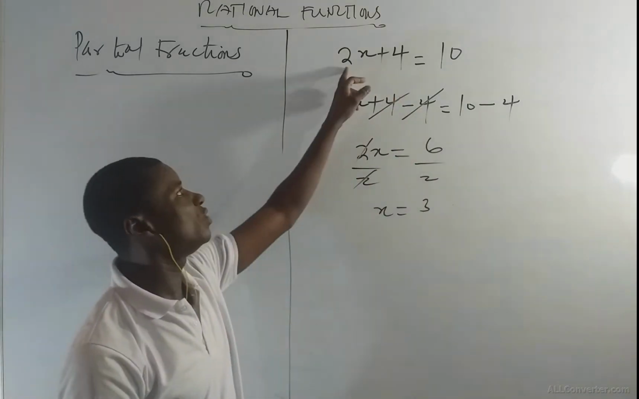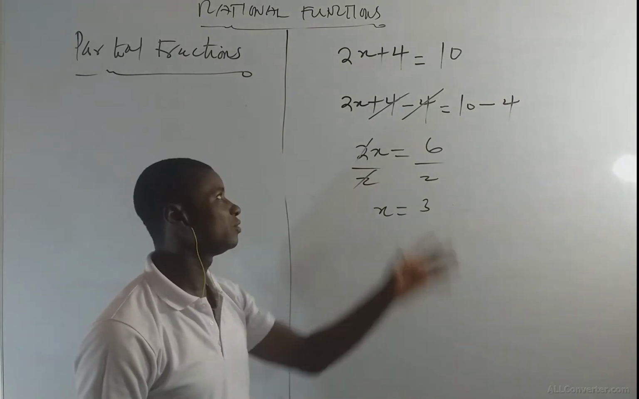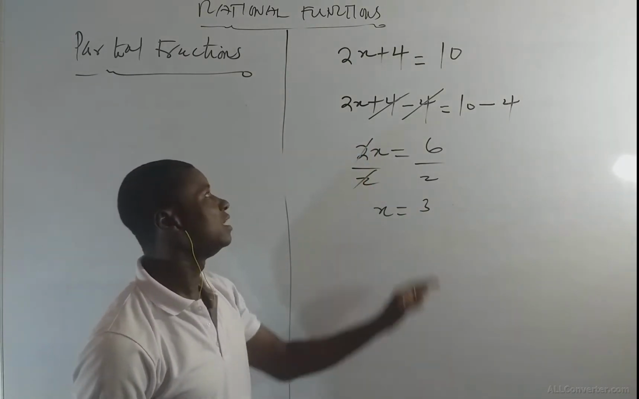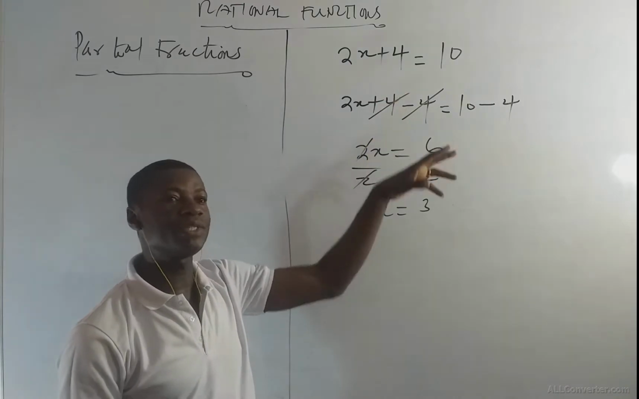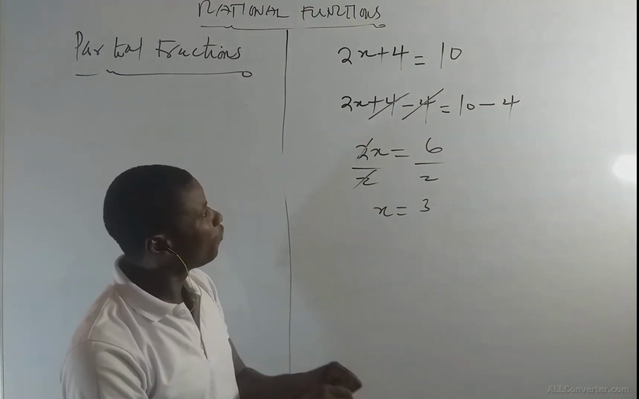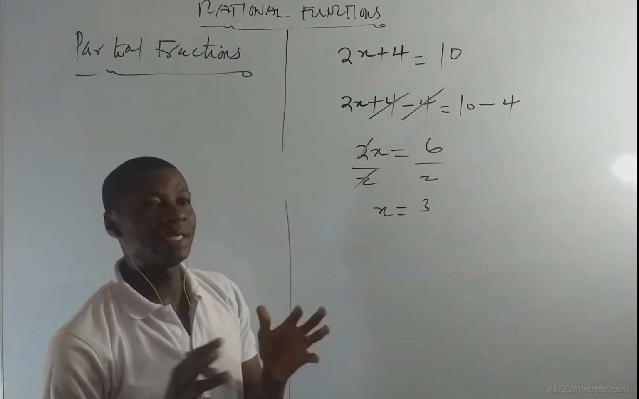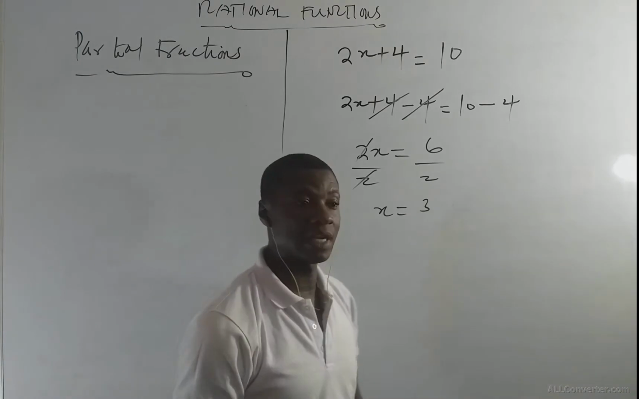That means that this equation is true for only x equals 3. Apart from that, it will not be true for any value of x again. So when you talk about equations, they are expressions which are true for specific values of x. But with an identity, they are true for all values of x, and I'm going to explain that.